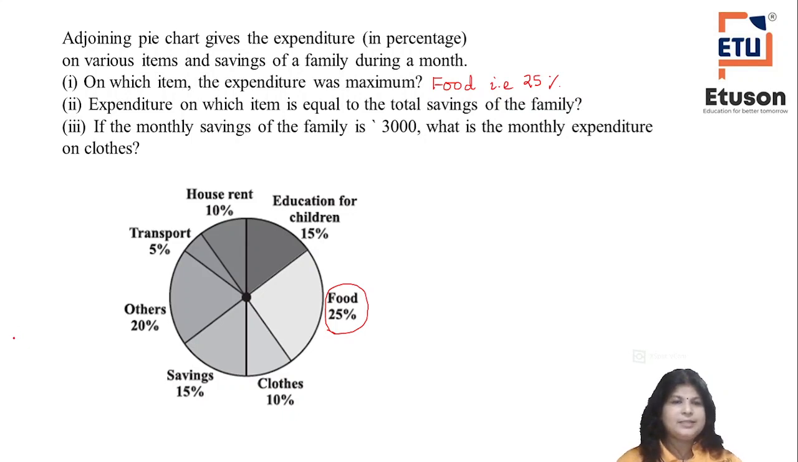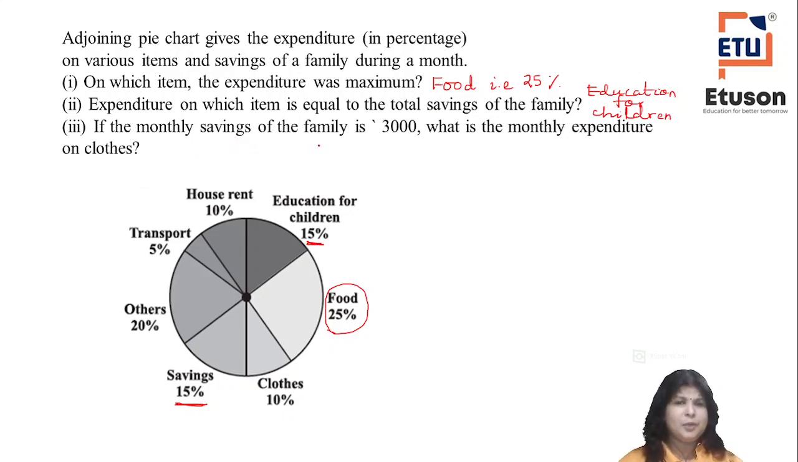Then, expenditure on which item is equal to the total savings of the family? As you can see, the total savings is indicated by 15%. You can see there is another component also contributing 15%, which is nothing but the education for children. So expenditure on which item is equal to the total saving of the family? It is education for children. Okay, children.